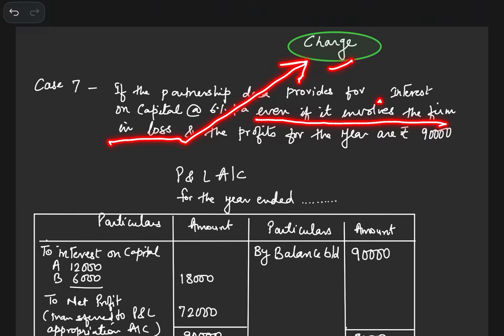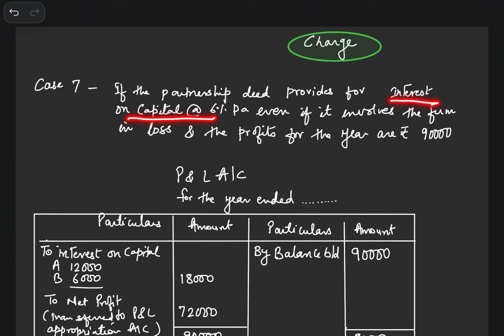So once we take the decision that interest on capital is a charge, then we have to make the profit and loss account. Please see once again, let us connect that in the question we have to take the decision whether interest on capital be considered as charge or appropriation.